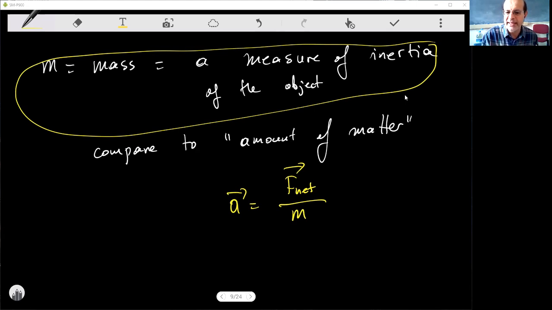So mass is basically, at this point, just the quantity that appears in the second law of motion. So we don't have any other definition. Later, we are going to see that mass also enters into another law of nature. It's Newton's law of gravity. When time comes, I'm going to talk about this. So there's a subtle issue in there, but I'll talk about that, okay? Just keep this in mind.